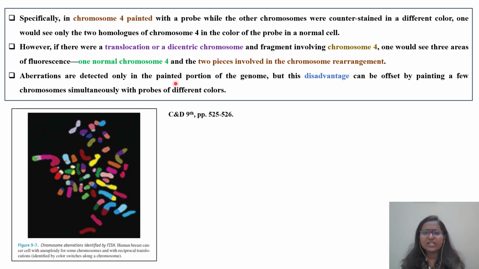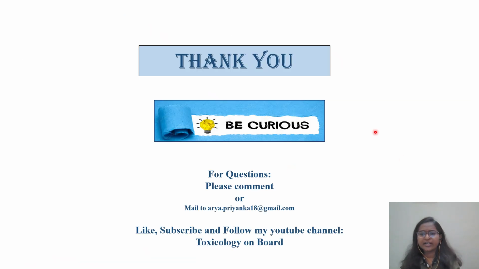Aberrations are detected only in the painted portion of the genome, but this disadvantage can be offset by painting a few chromosomes simultaneously with probes of different colors. From this, you can clearly see a human breast cancer cell with aneuploidy for some chromosomes and with reciprocal translocations. You can see the color switching along the chromosome, right? So by this technique, we will be able to identify the chromosomal damage.